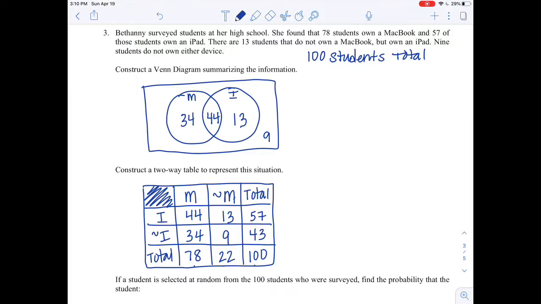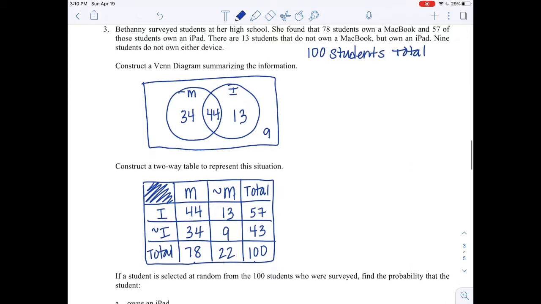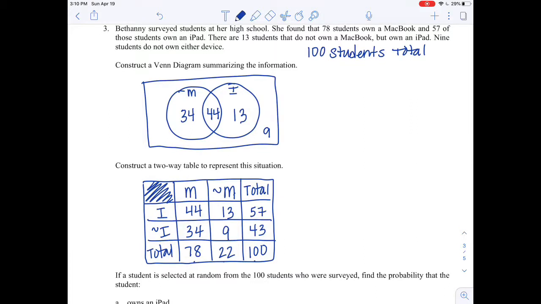Now I want to show you how things line up, and I'm going to do this in a color-coded way because I want you to see how the information in the Venn diagram and in the two-way table are actually the same. When you hear "and," like people who have a MacBook and an iPad, you think of the overlap section, right? Well, in my two-way table, you'll notice it's the same thing. Same exact number. MacBook and iPad is that overlap section.